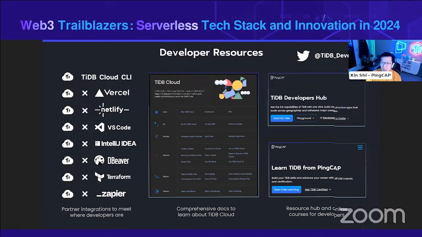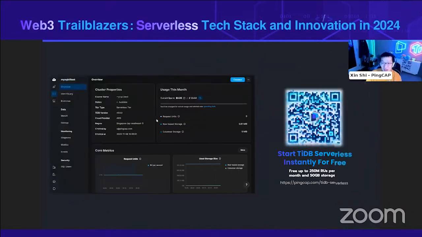And if you are not familiar with our cloud database, TiDB Serverless, we have our comprehensive documentation. We provide the online courses. We have developer hub for you to explore different resources to get started. So if you are interested in TiDB Serverless, just scan the QR code or visit the URL here today. You can claim the free quota now and start building your application.